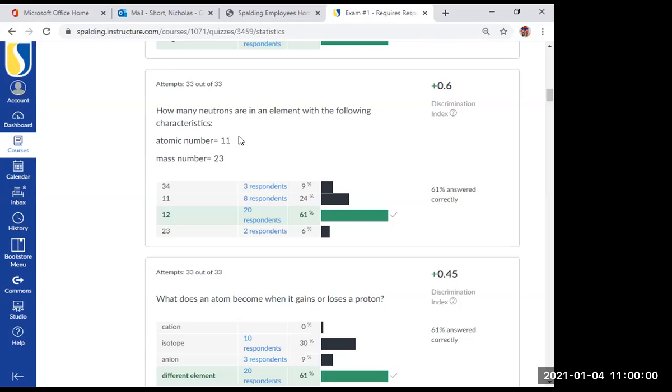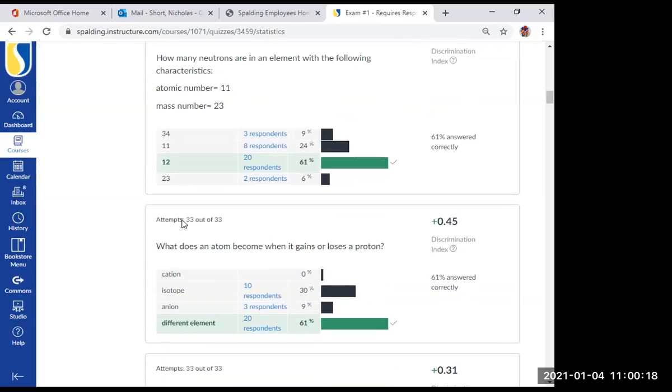All right, so most people got this. This was a basic chemistry question. So atomic number is the number of protons. Mass number is the nuclear mass, so that's going to be the number of protons plus the number of neutrons. To find that out, you would subtract 11 from 23 and you get 12.